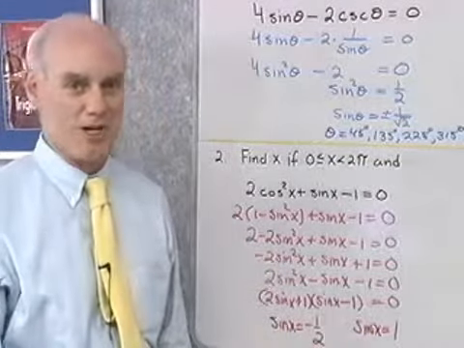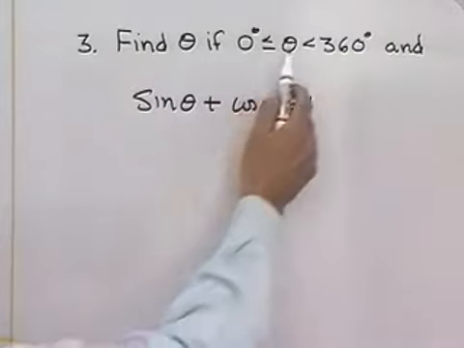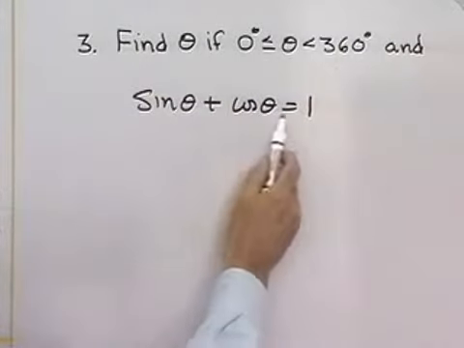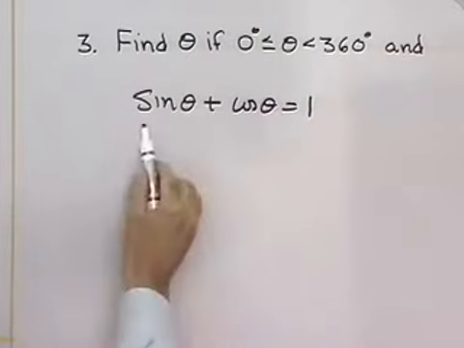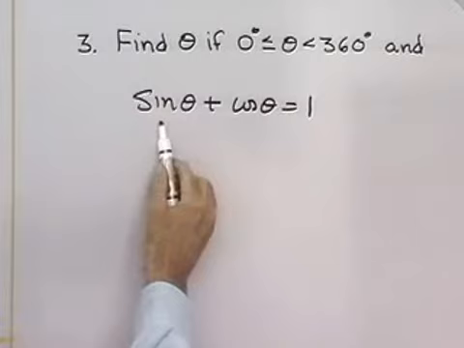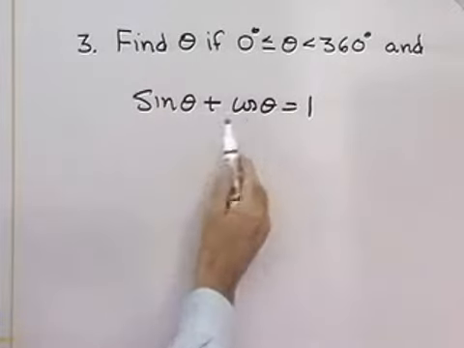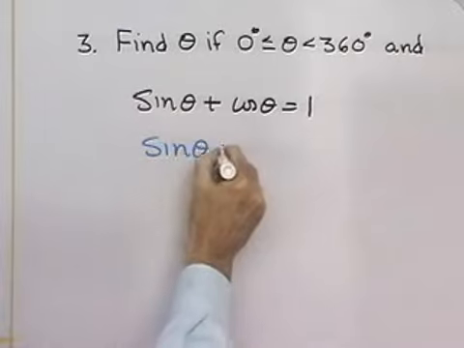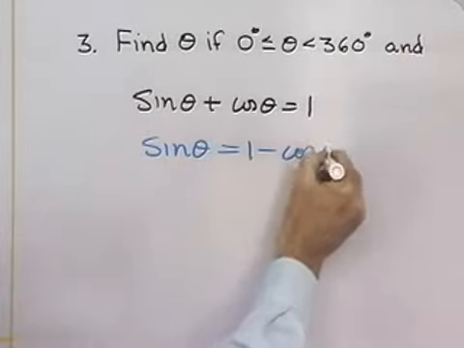Let's look at our next equation. I want to find theta if theta is between 0 and 360 degrees and sine theta plus cosine theta is equal to 1. So I'm going to have to square both sides of this equation so I can get some squares in here to work with. What I want to do, though, is separate sine theta and cosine theta. So I'm going to write this as sine theta is equal to 1 minus cosine theta.